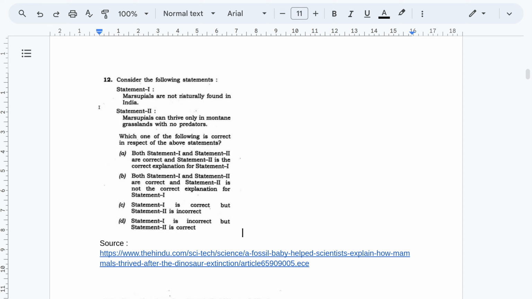So this is question 12, and let's move on to the next question. I hope that is clear.